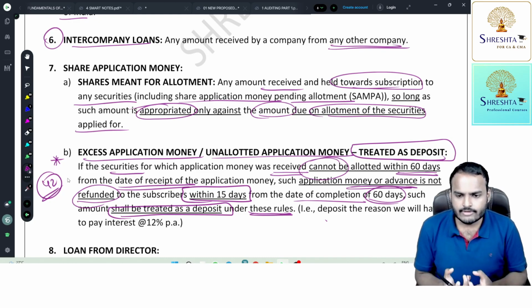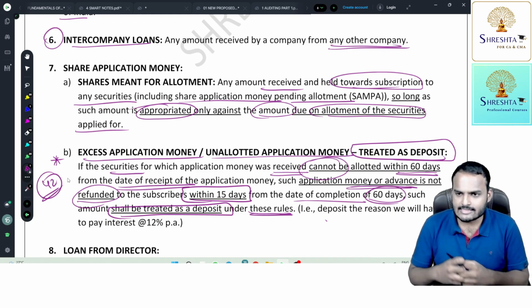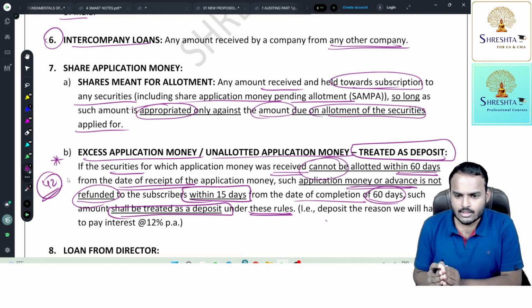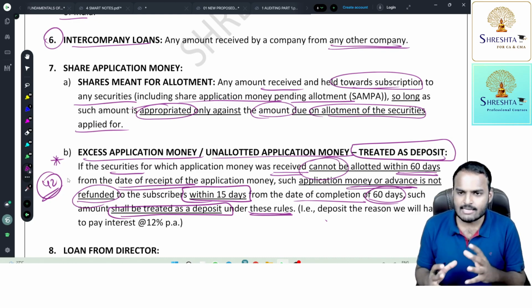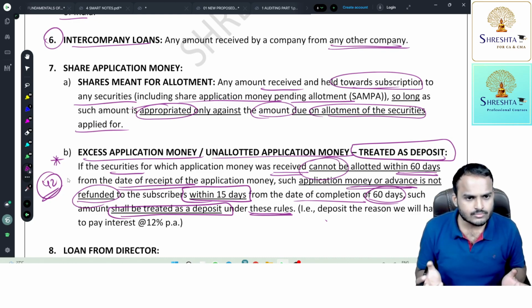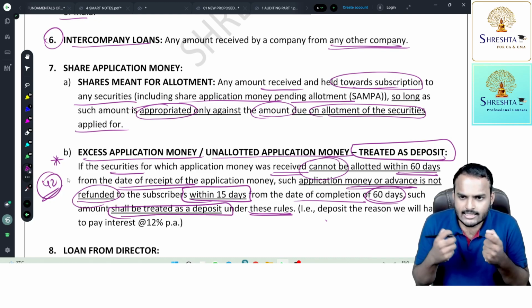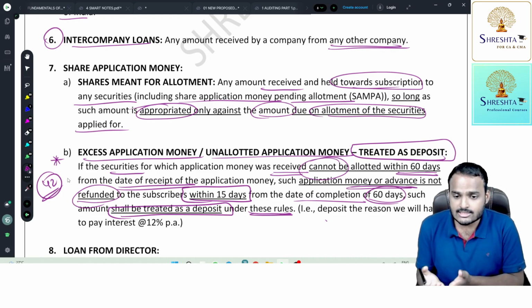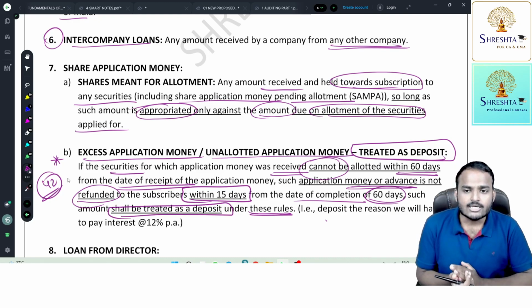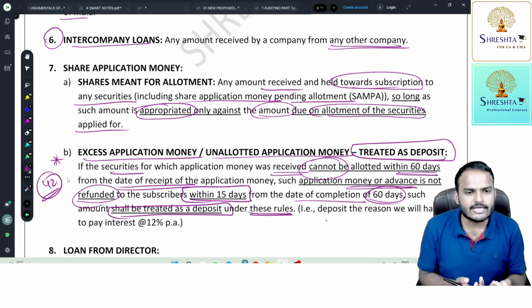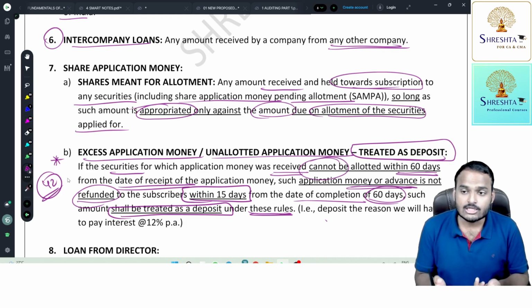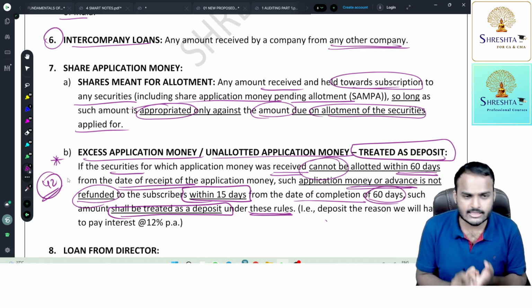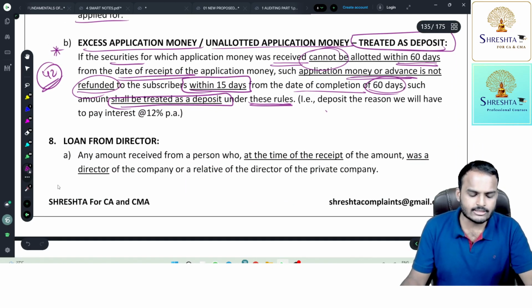Company offered equity shares and company received money which was kept in a separate bank account pending for allotment. Is this amount treated as a deposit? No. And what is your answer? I mean, would you change your answer or is there any change in the answer? If company is not returning the funds even after expiry of 15 days, after completion of 60, now this will be treated as deposit. Next, coming to the 8th point, loan from director.